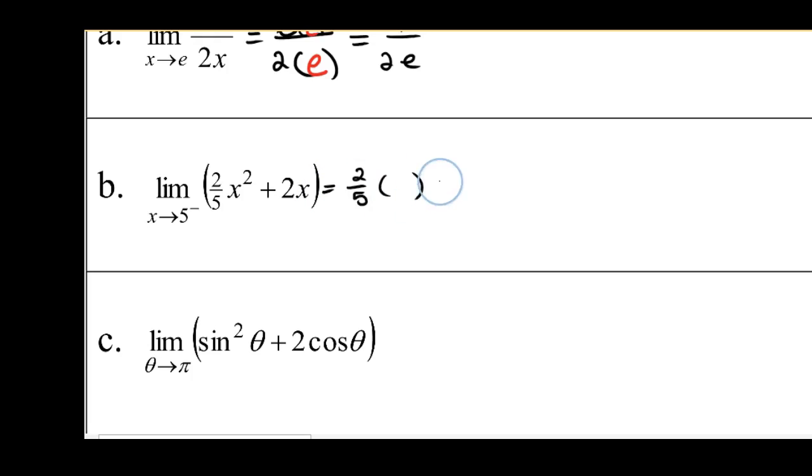2/5 x plus 2, and evaluate for 5. 2/5 of 5 equals 2, plus 2 times 5 is 10.